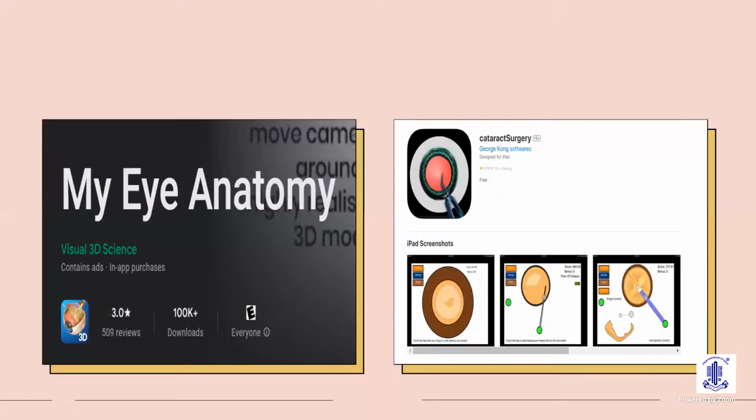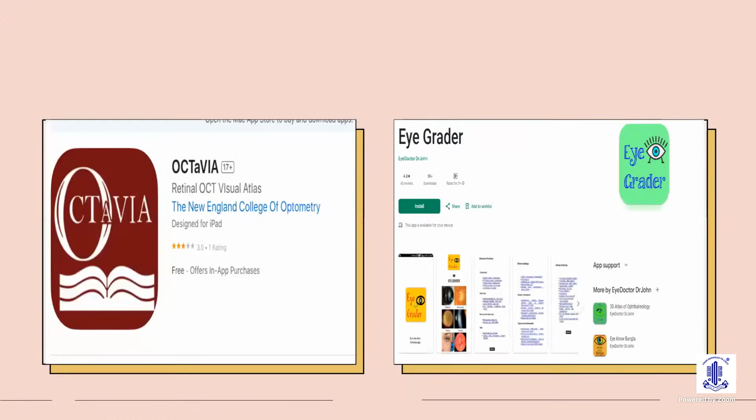My Eye Anatomy is an excellent smartphone application for beginners who want to learn the eye anatomy. It is basically a 3D model of the eye where you can rotate the eye 360 degrees and learn the eye anatomy. Cataract surgery is not a 100% accurate application, but for beginners, you can learn how to make a capsulorhexis and how to do basic phaco steps.